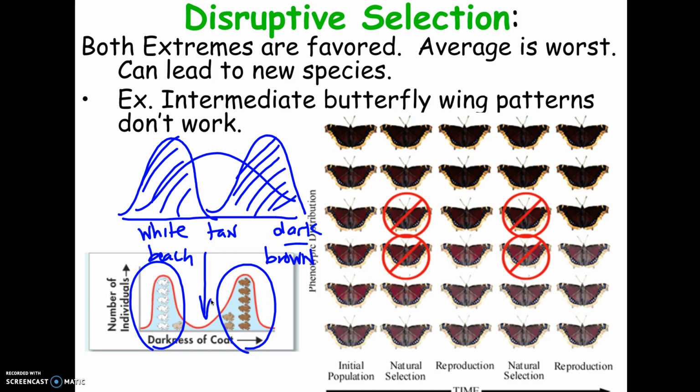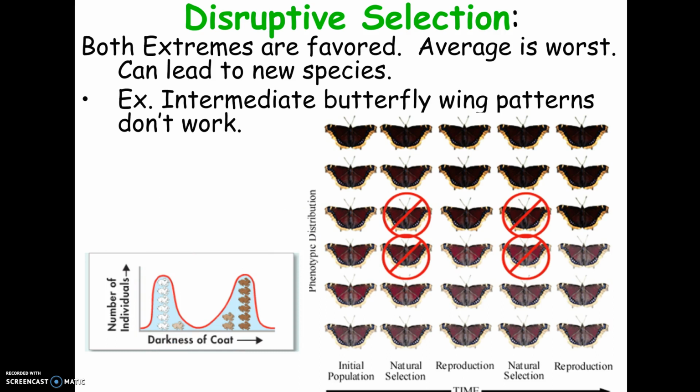Again, it's very likely on the AP exam that they could give you a before and after graph and ask you what kind of selection was going on. And so, again, if it shifts in one direction towards either the tallest or the shortest, that's directional. If it tends to favor intermediate, that's stabilizing, keeping things stable. And if it tends to split the population, that's disruptive.